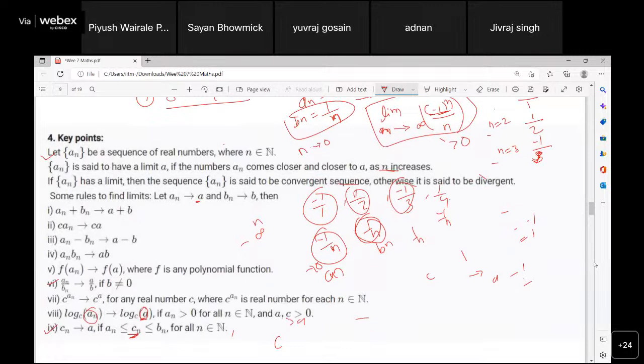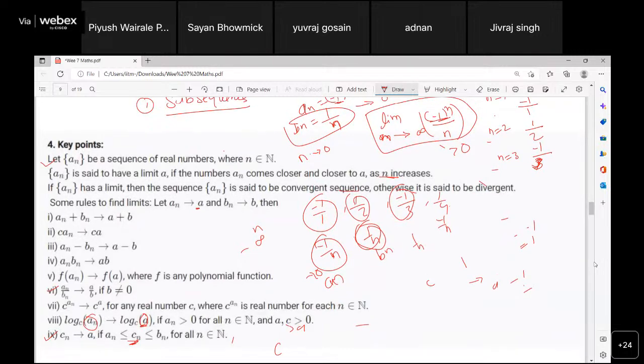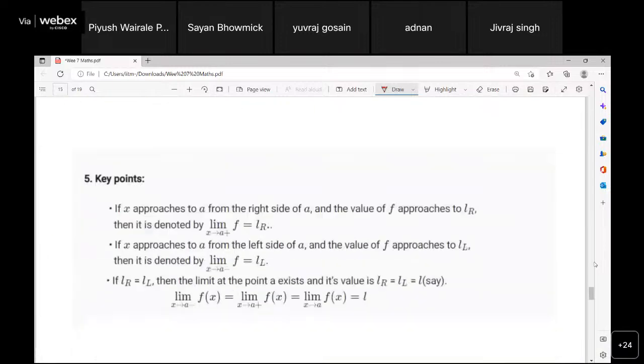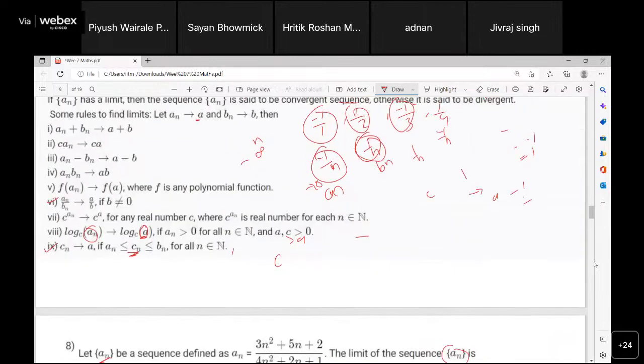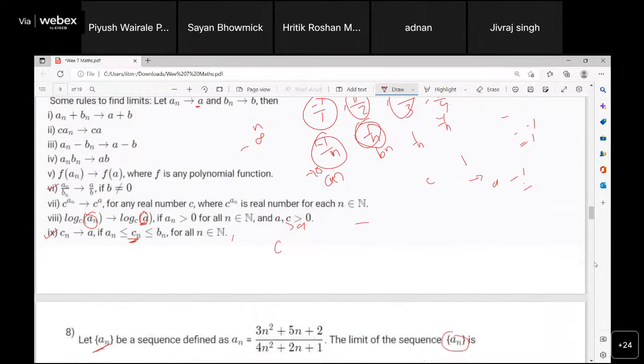Sir, please repeat the question. Okay, so can I apply this rule there? The rule says a_n to the power of b_n tends to 0 to the power a if a_n tends to a. So we have the expression n to the power 3n, as n tends to infinity, and we are given that the limit of n to the power 1 by n, as n tends to infinity, is equal to 1.